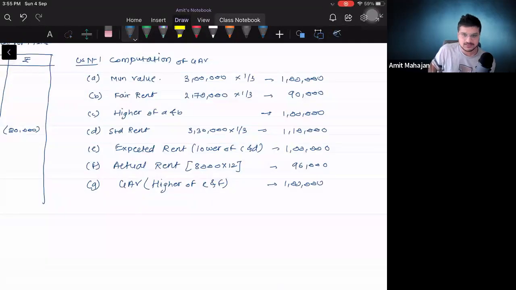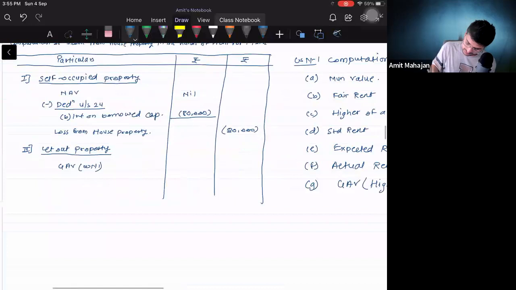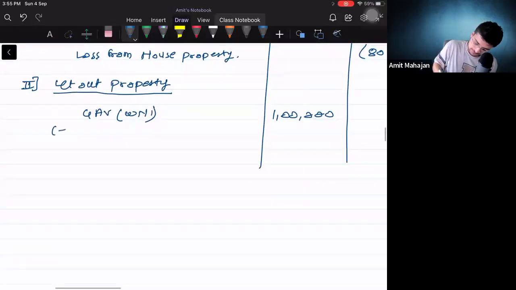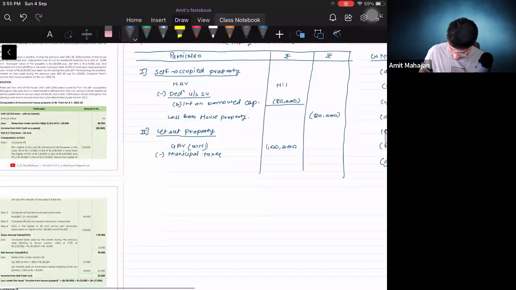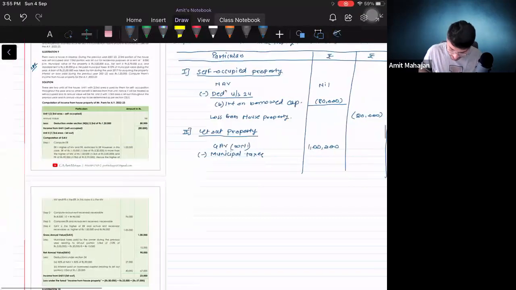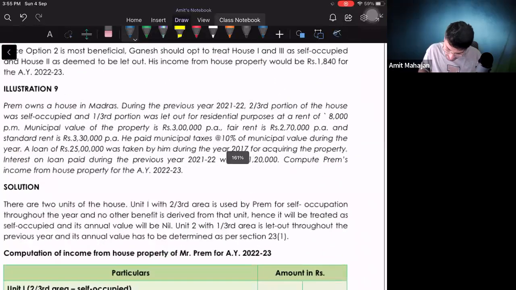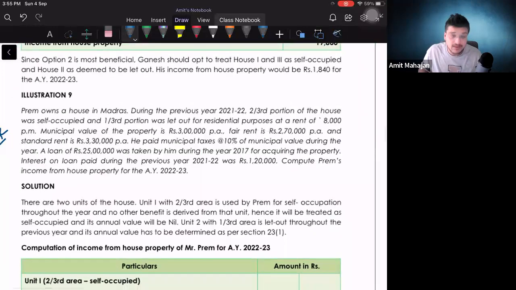Okay, GAV is 1 lakh. Then I will take that here. Is there any municipal tax? Is there any municipal tax? 10,000. Okay. So it is what? Municipal tax is 10% of municipal value. Municipal value is what? 3 lakhs. Its 10%, can I say it is 30,000? 30,000 should come as my municipal tax.